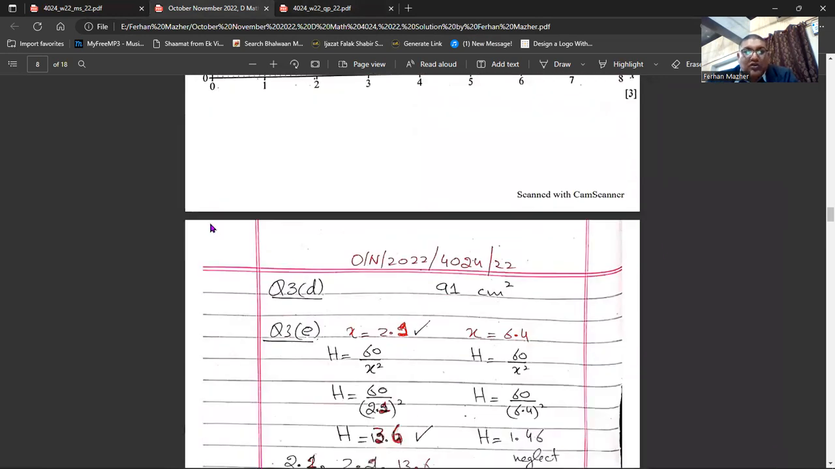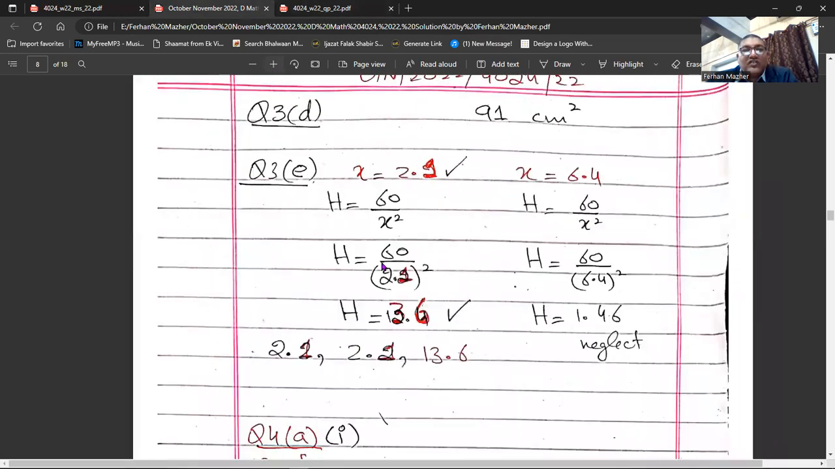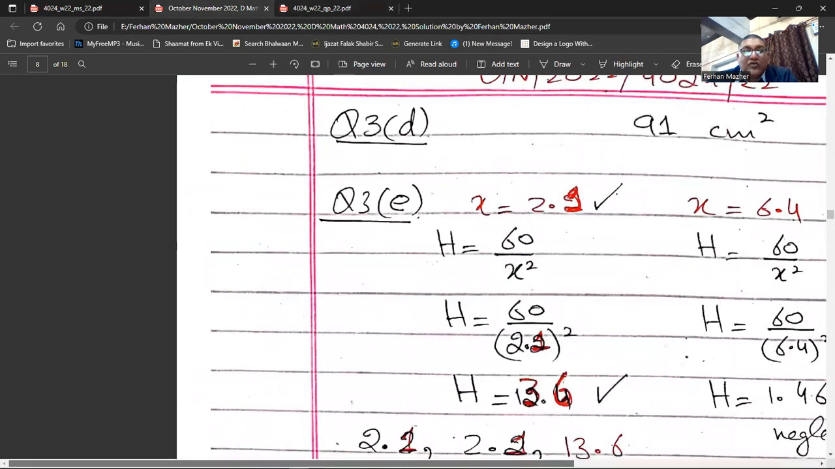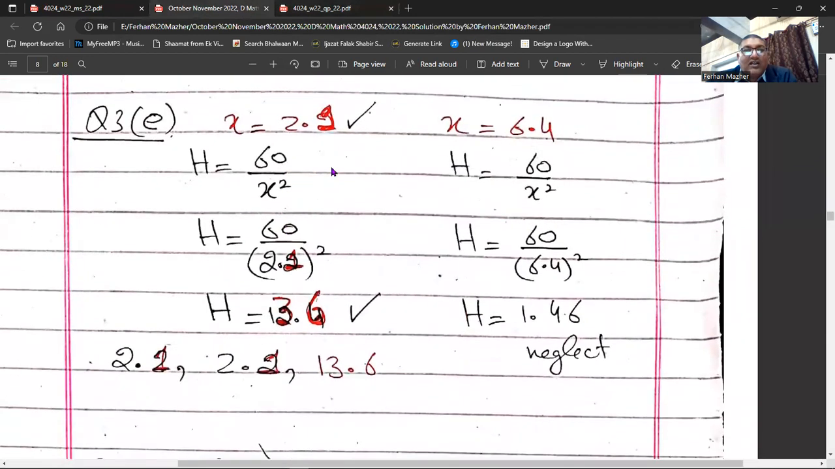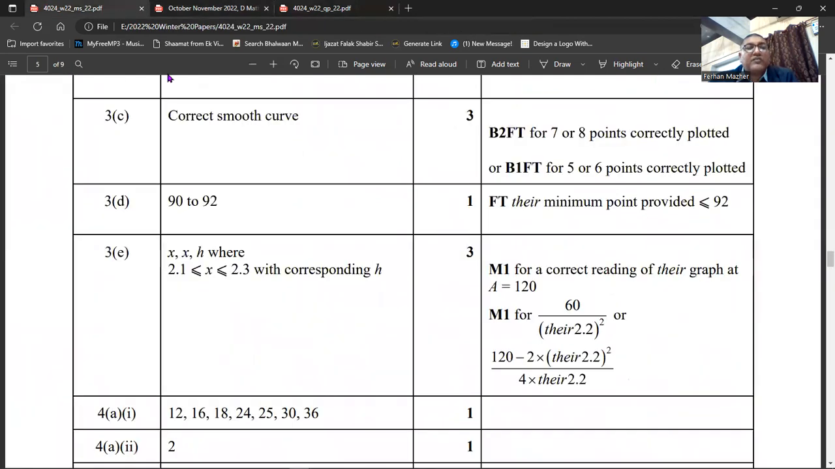Okay. So we will note down both the x values from the graph when the area is 120. So I got x as 2.1 and x as 6.4. The h value will be 60 divided by 2.1 square, and that will be 13.6. The h value will be 60 divided by 6.4 square, and that will be 1.46. They said that the height is more than the x. So this pair is right. So the length is 2.1, width is 2.1, and the height is 13.6.